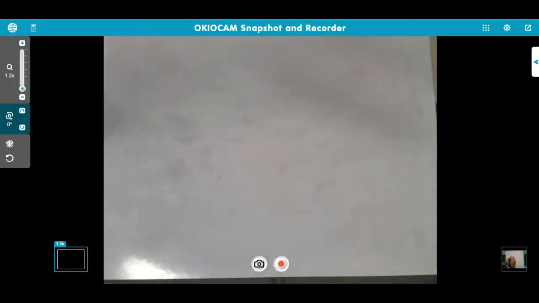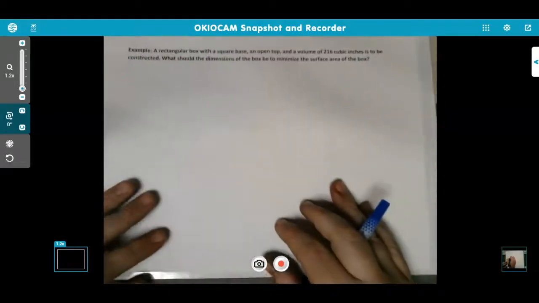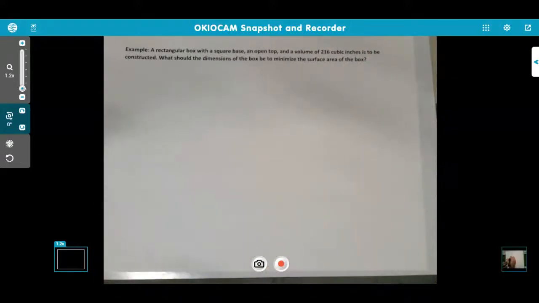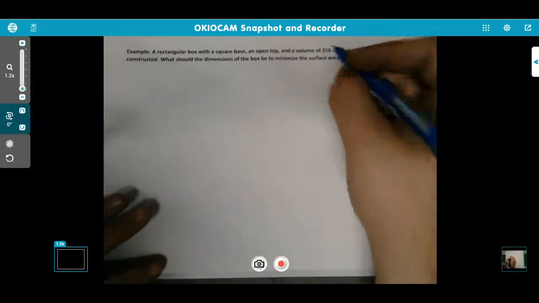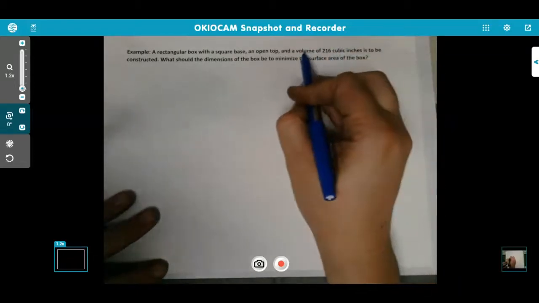All right, we have one more example. A rectangular box with a square base, an open top, and a volume of 216 cubic inches is to be constructed. What should the dimensions be to minimize the surface area? All right, so first things first, we have to remember it talks about the volume.